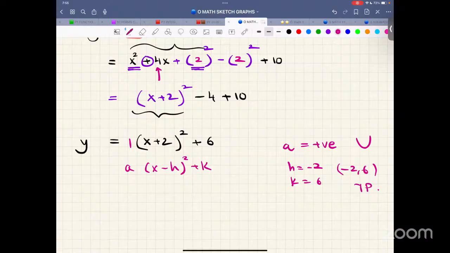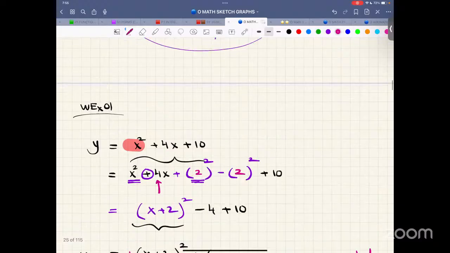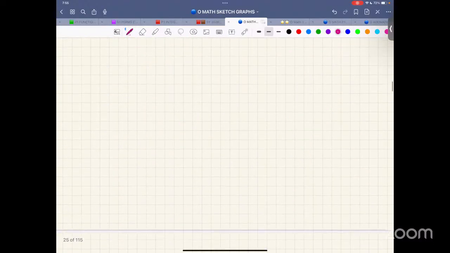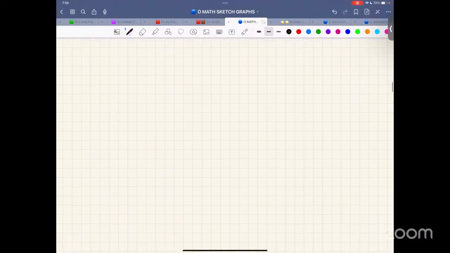I think it's difficult writing this thing. Okay, so now that's how we do it. That is the first worked example. Now let me do the second worked example. The second worked example is y equals 2x squared plus 12x plus 14.